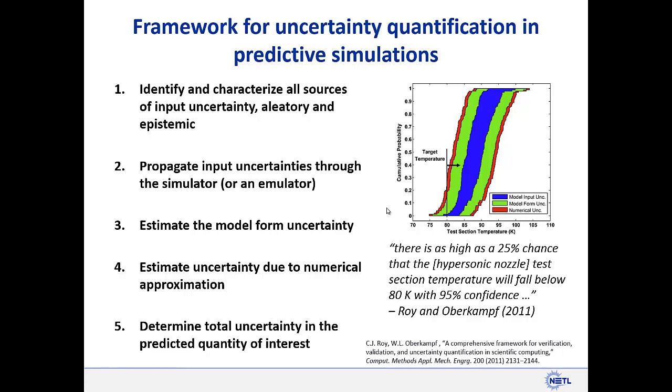Then you want to propagate that through the model, and I call that the simulator here. And I'll explain what an emulator is later on. From this, you can estimate the model form uncertainty. And you also need to estimate the uncertainty due to numerical approximation. Once you have all these, then you can calculate the uncertainty in your prediction. So when you make predictions, you can also put a confidence band around it. Okay, so I'm going to go through those 5 steps.